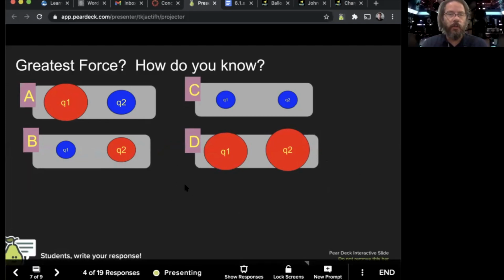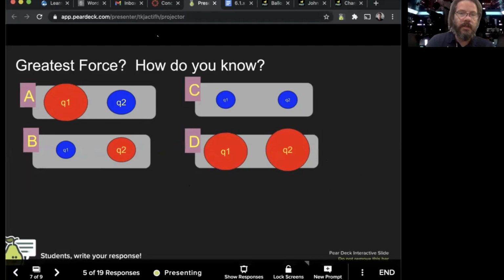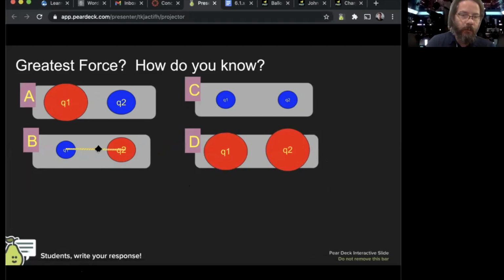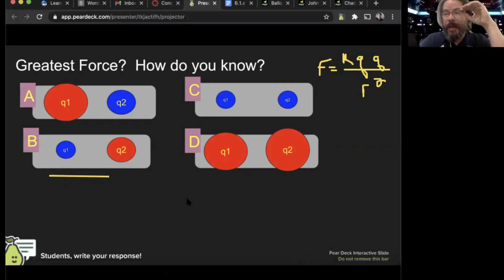All right, so which one's the greatest? A, B, or C? The assumption we're making is, and it doesn't look like it, but the distance from center to center is the same for all of these. So now which one is going to have the greatest force? The size of the objects here is representing the amount of charge that object has. So that might clarify some things for you.